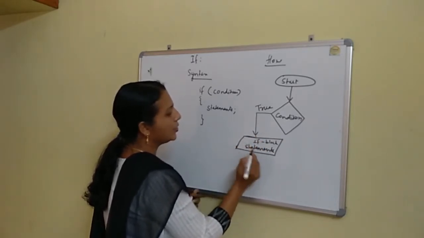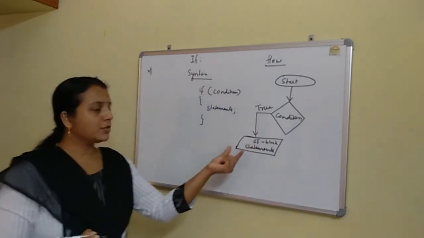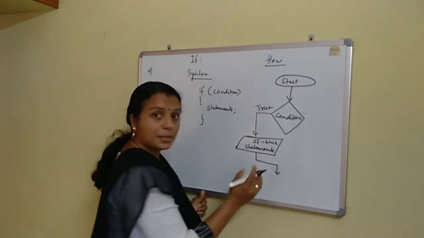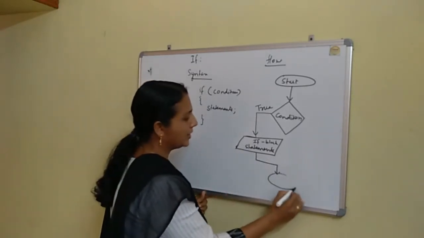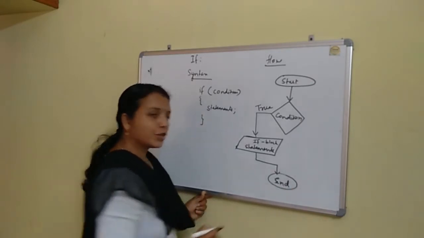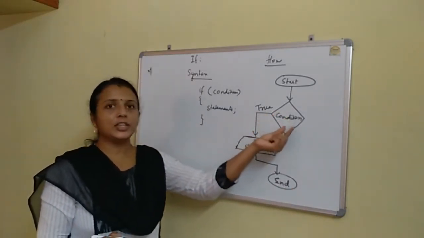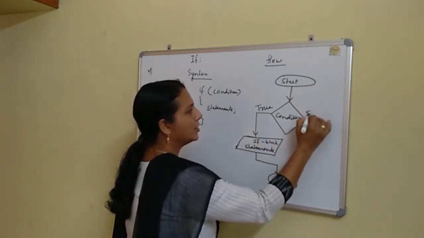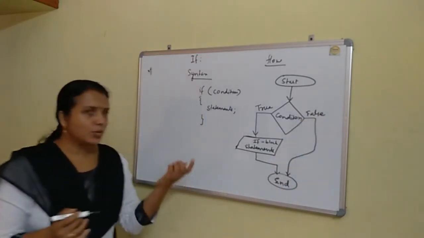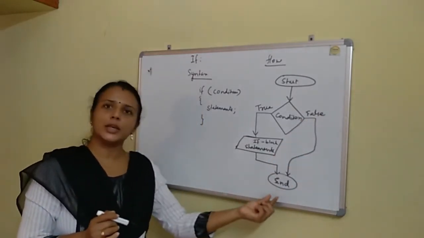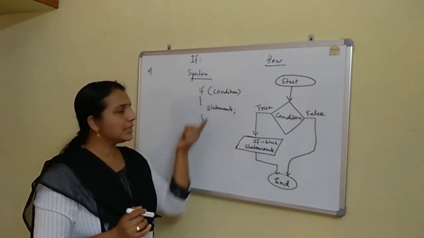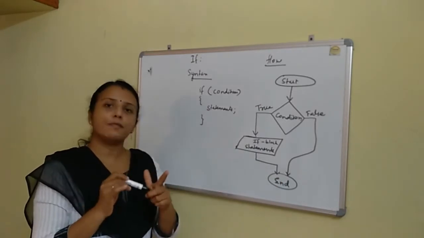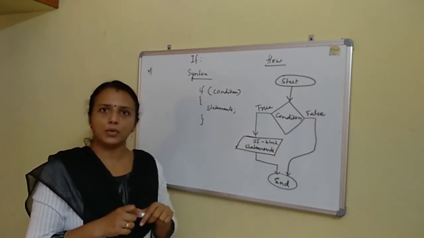This is the box that is used to indicate the statements which are going to get executed. These are the simple symbols which are used in a flow chart, and this is the end of the task, the end of the execution. Suppose the condition is false, what happens? It simply comes to the end of the execution. No statements will get executed. So this is the syntax of the simple if block, and this is the flow of execution that happens when the if block is used in C programming.